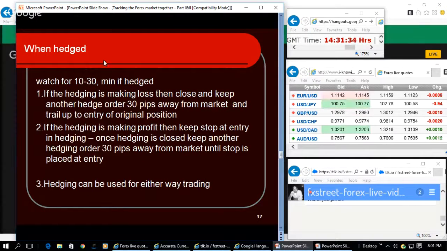In the event the position is hedged, if the hedging facility is available in your trading platform, then you can watch the hedge for about 10 to 30 minutes. 10 minutes watching is a must, and only then you will be able to understand what sort of move they are going to do in the next 30 minutes. And then if the position is not making profit, you can close the hedge with stop at entry or with 1 or 2 pip loss. Keep another hedge order, either a tight hedge order about 10-15 pips away or an optimal hedge order 30 pips away, and then try to move the hedge order upward when the market starts moving in your favor.